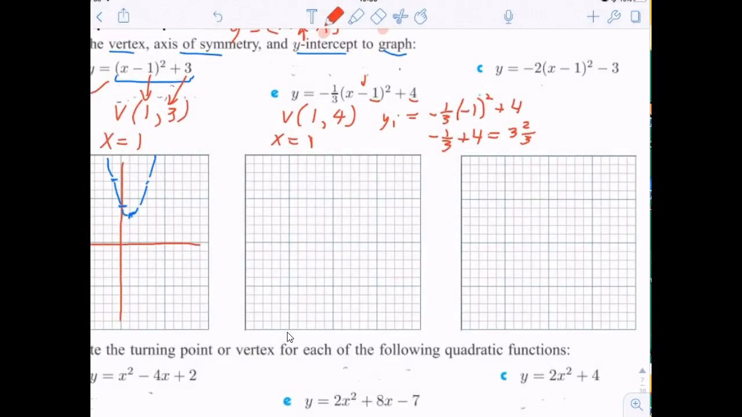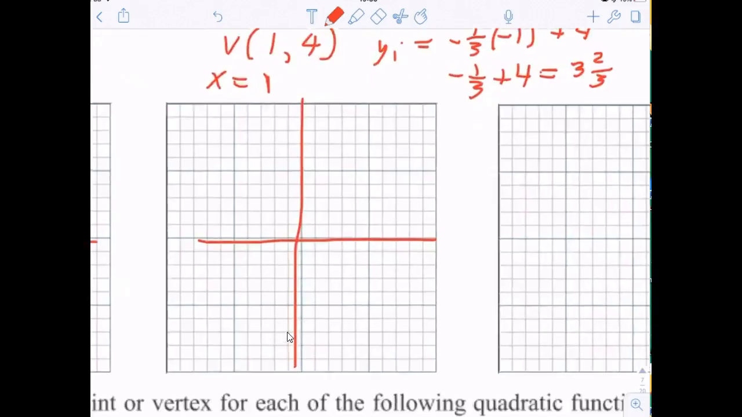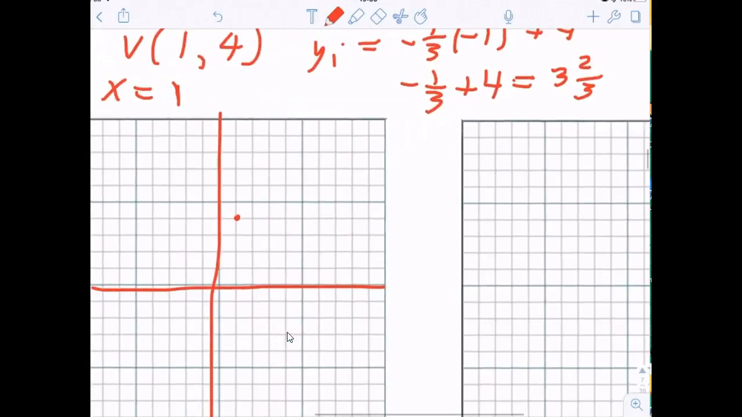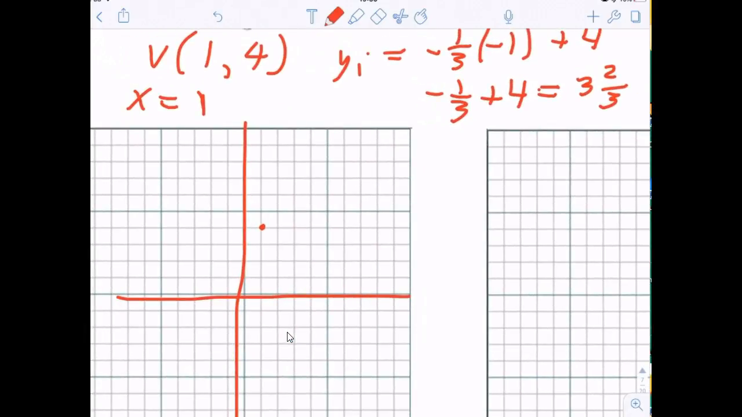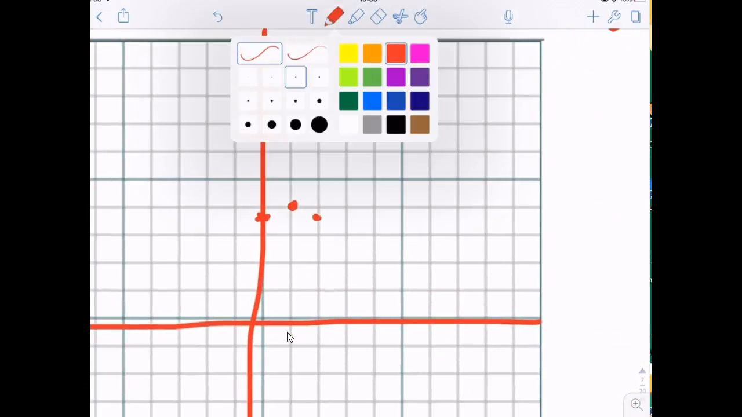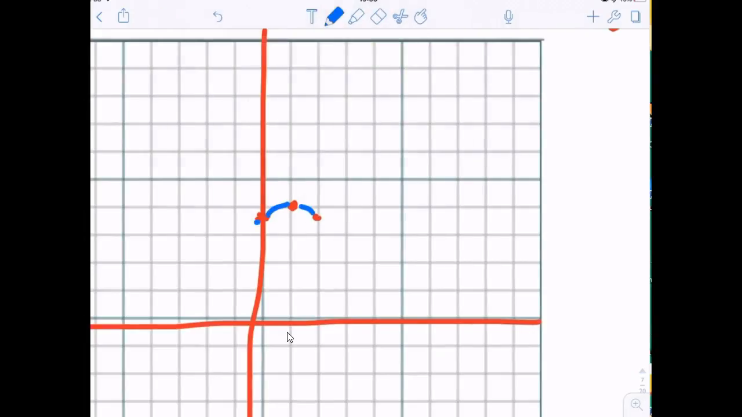So here, let's see. I have to really blow it up here. So I'm going to have 1, 4 as the vertex. And then 3 and 2/3 is the y-intercept. 3 and 2/3 would be about there, right? So I can already see that it's going to point down, right? Okay, kind of like that. All right.